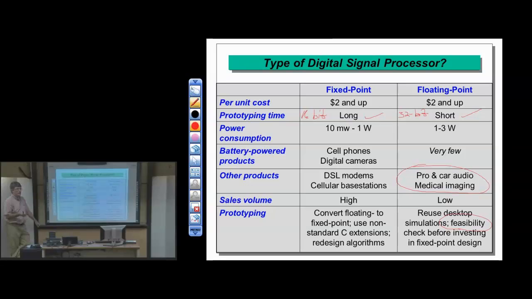You have to redesign the filters. You have to redesign the algorithm typically when you're going from floating point to fixed point. And in many cases, you'll use non-standard C extensions, like a fixed point format with a binary point. That could be, you have so many bits left and right of the binary point. This is not supported normally in the ANSI C standard. So there's a lot more effort on the fixed point side.